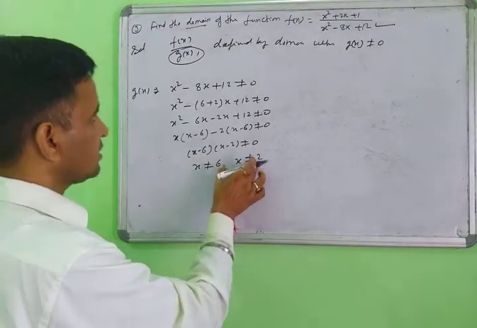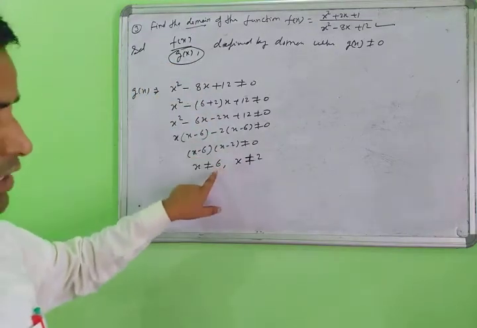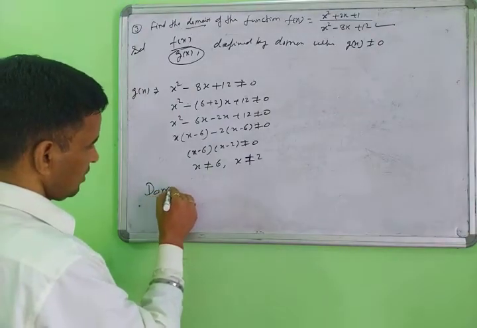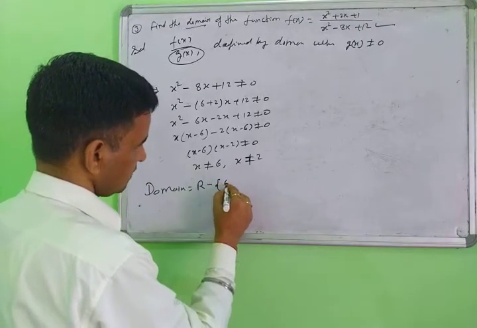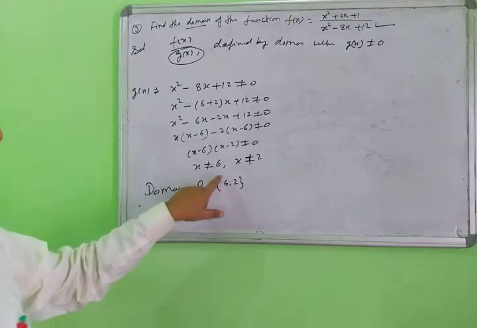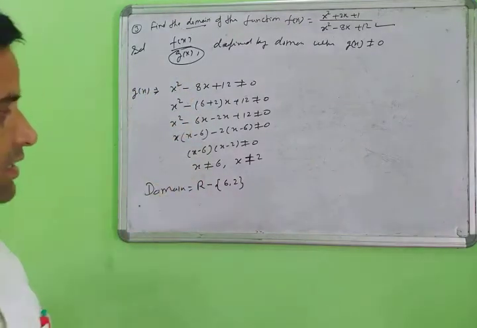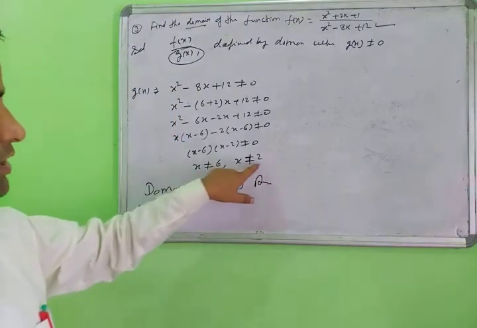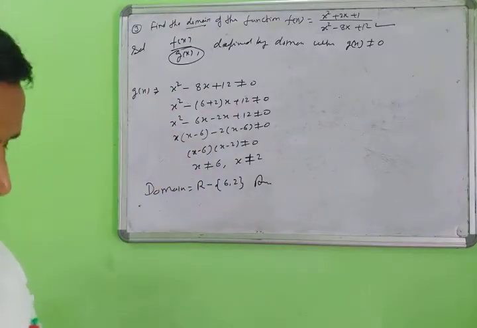Means at these points the value of the denominator is 0. Excluding these 2 points, the rest will be your domain. Your domain is all real numbers excluding 6 and 2. So this is your answer. How to find your domain? All real numbers excluding these points, that is your domain. Yes, note down. Then next.